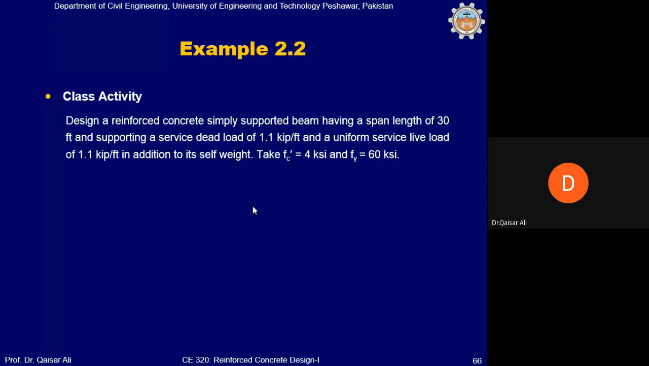Currently in my design office, the most usual beam that we are using in our design is 15 by 21 and 15 by 24 inch.